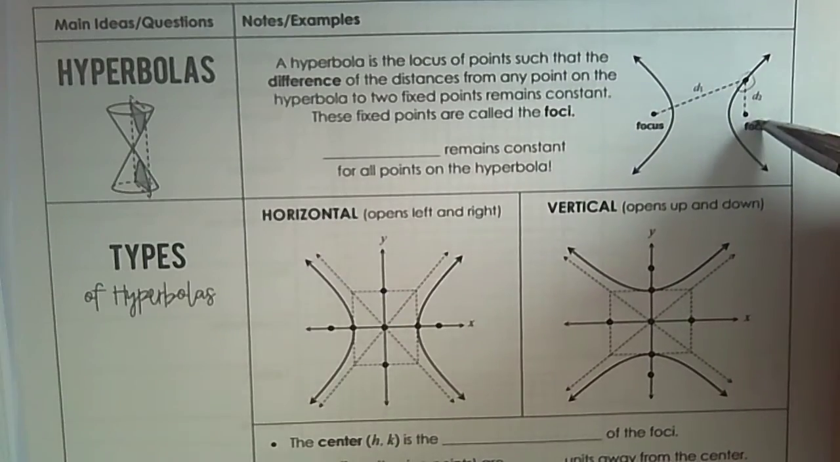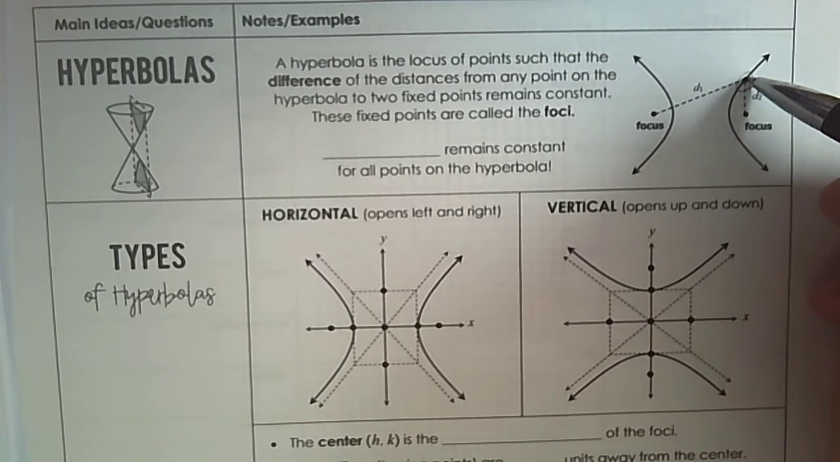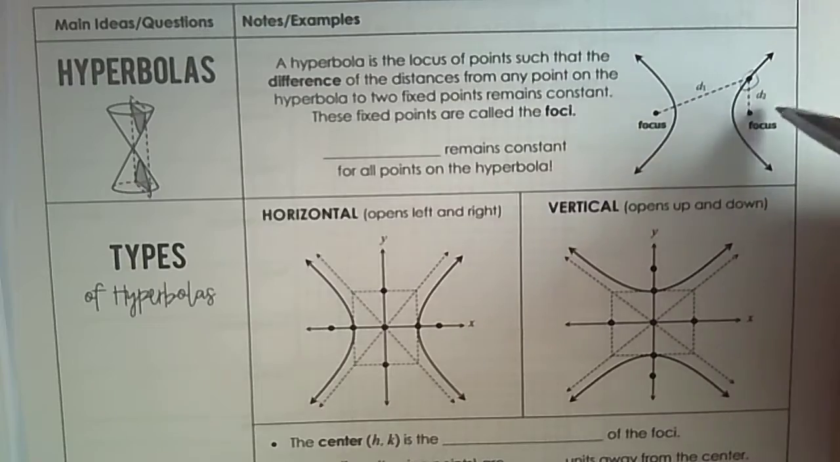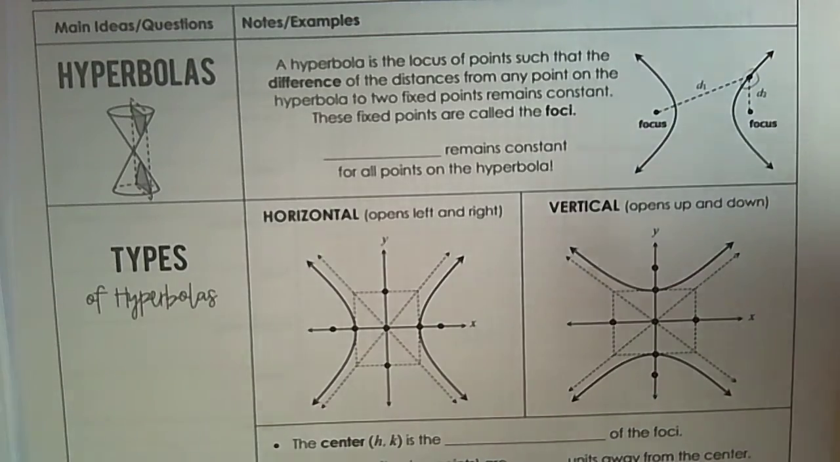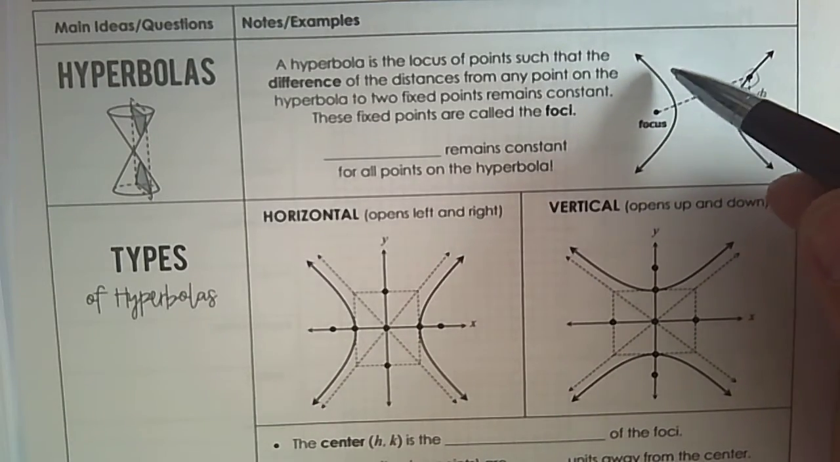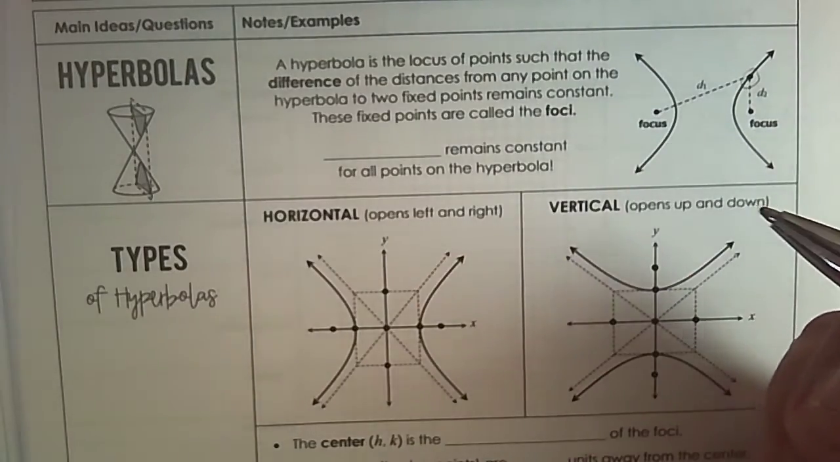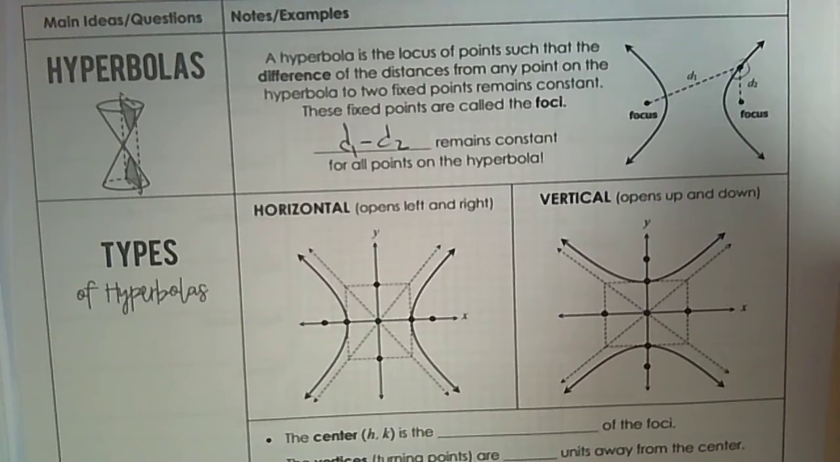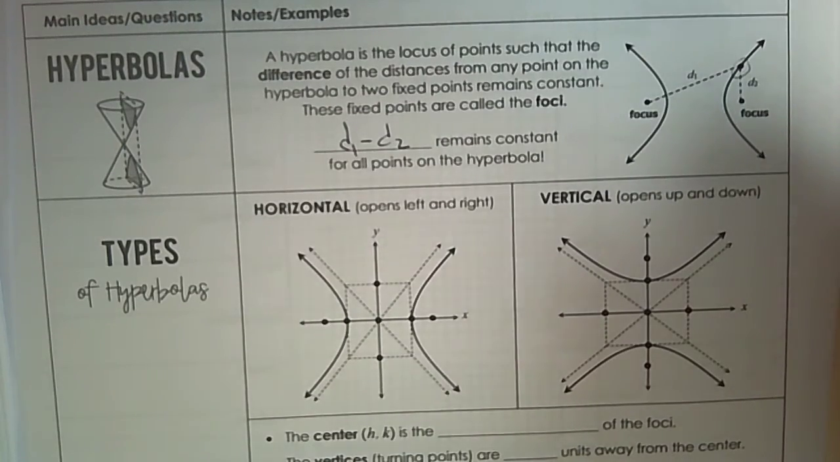These fixed points, again, are called foci. You take any point on the hyperbola, you measure the distance to both foci and subtract the smaller number from the bigger number, and no matter where on the hyperbola you pick a point, that answer will always be the same. I'm going to make you recall that for an ellipse, you added, and the sum was always the same. For a hyperbola, it's the difference.